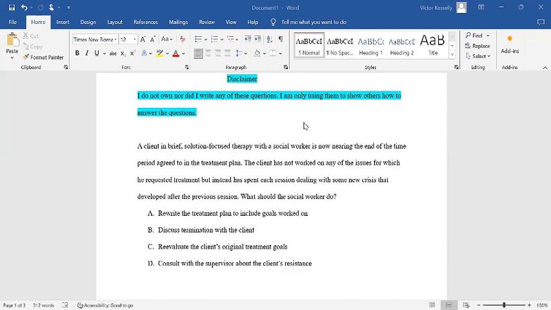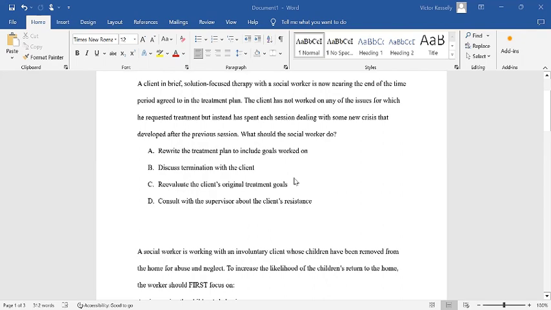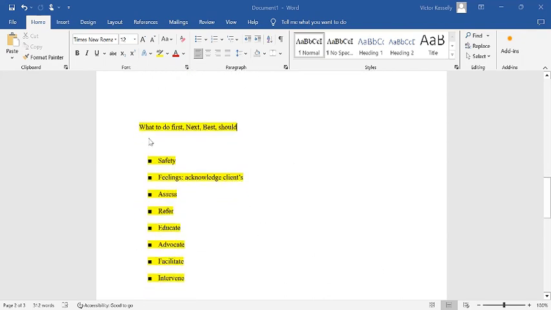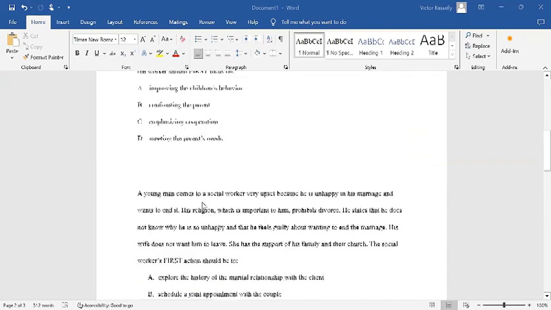So in the first question, the first strategy that I'm going to use will be this strategy right here on the bottom. It's basically for answering first, next, best questions. You answer the question in order of importance using this strategy, from safety on top to intervene. Safety has priority, with feelings, assess, and so on downwards. The higher the item on this list, the more priority it has in answering the question. All right, so let's apply that to the first question.